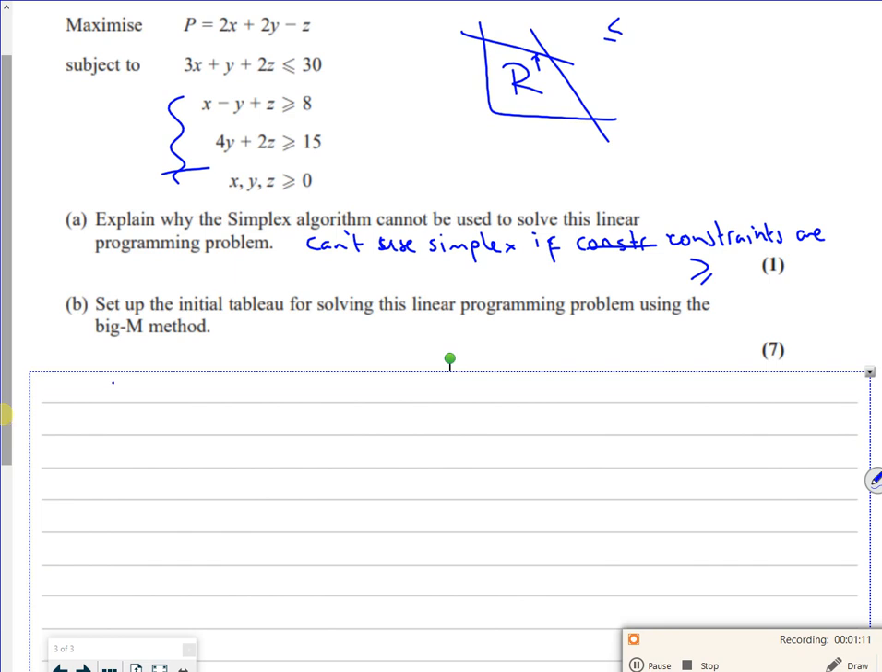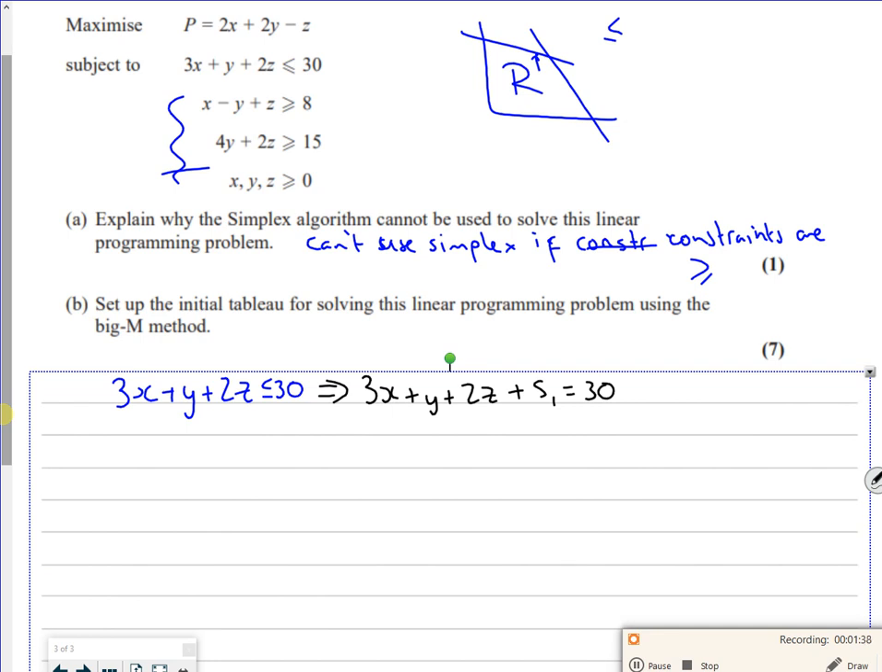Okay, so my 3x plus y plus 2z less than or equal to 30. That one's okay, that just has me add on the s. So that one becomes 3x plus y plus 2z plus s1 is equal to 30.